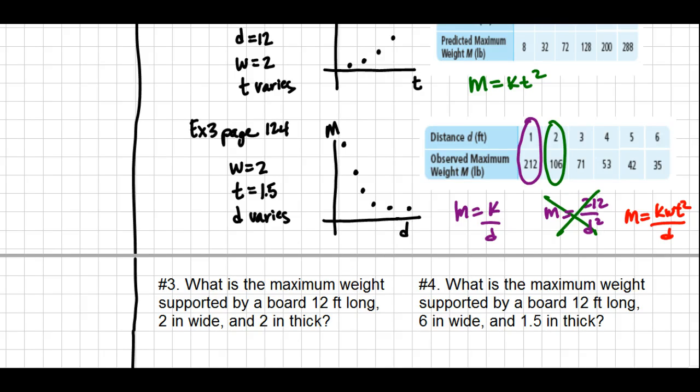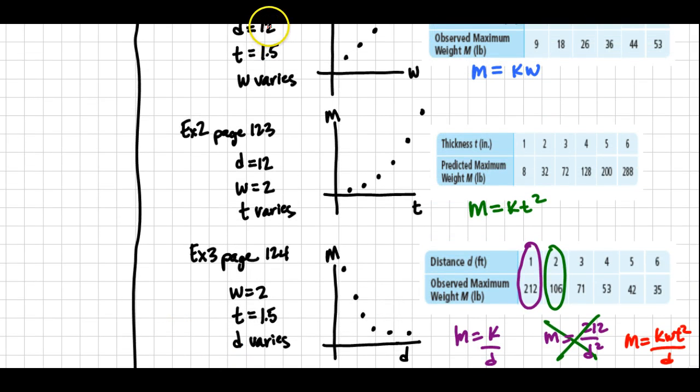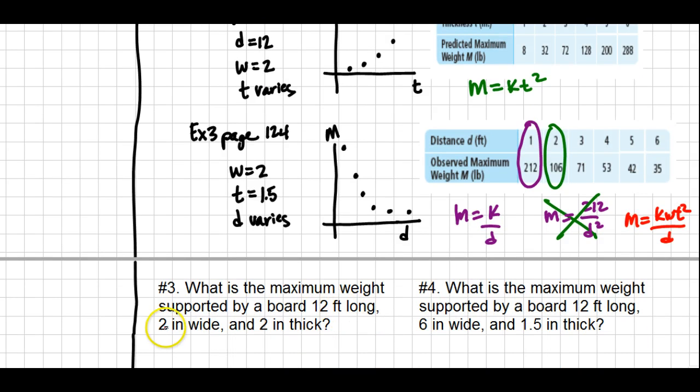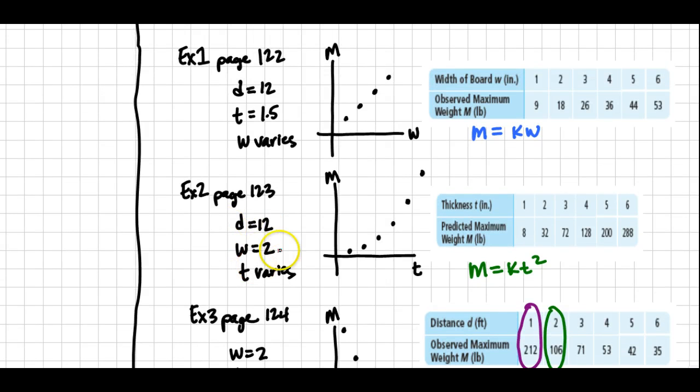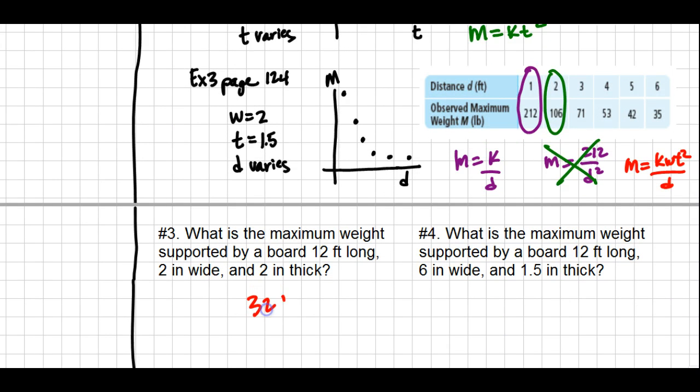So 12 feet long comes from either example 1 or example 2. Let's look at what else they ask us for. 12 feet long, 2 inches wide, and 2 inches thick. So if we look at example 2, 12 feet long, 2 inches wide, and then 2 inches thick is right here. So the maximum weight that that board can hold, if we look at example 2, is 32 pounds. So that's our answer for number 3. Notice how we didn't have to calculate anything or do anything with any equations. We're simply looking through the table to find the proper set of numbers.